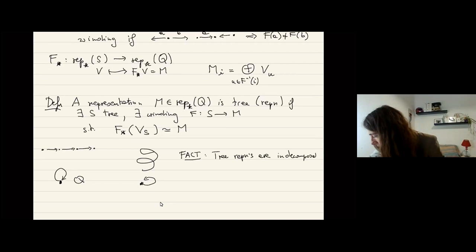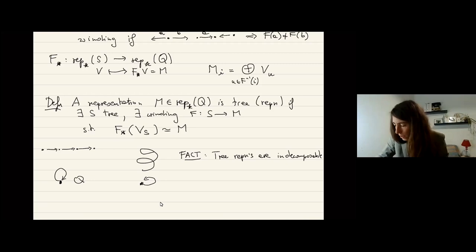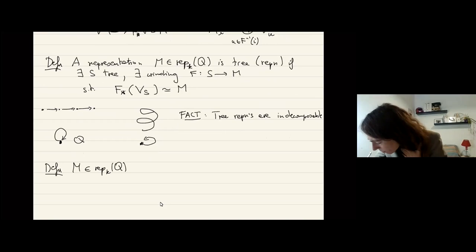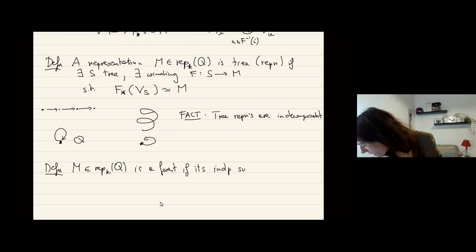So now I'm ready to say what a forest is. So well, Rep_K(Q) is a Krull-Schmidt category. So we can write everything as a direct sum of indecomposable objects. And now I'll say that a representation of Q is a forest if its indecomposable summands are all trees.